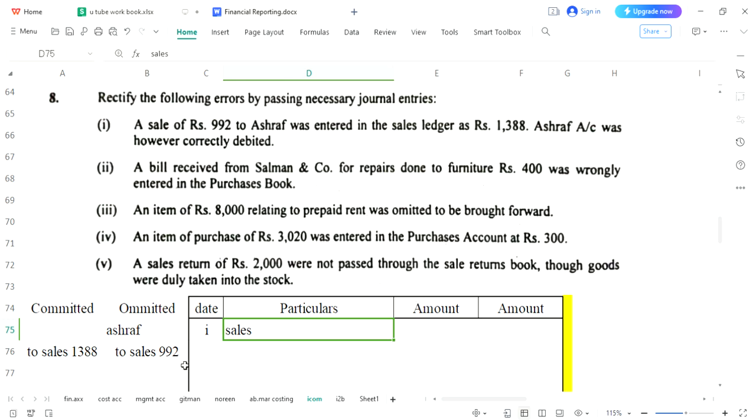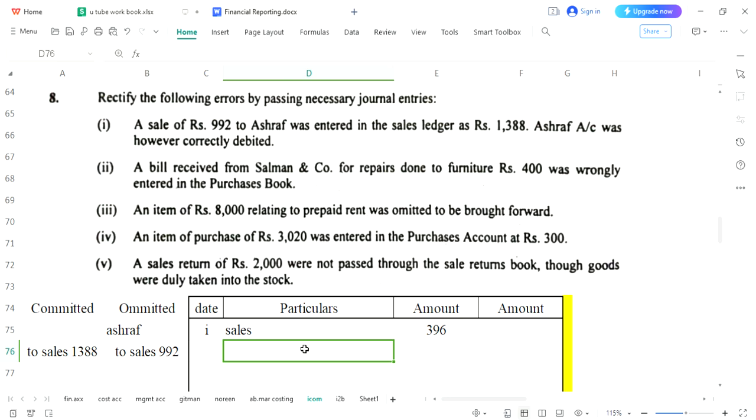Look at this. 992 is already written. Only the excessive amount would be cancelled. So here what you will do, 1388 minus 992, the remaining amount to be written over here is 396. Please keep it in your mind that in undercast or overcast, we will always calculate the difference, and the difference would be written in the amount column. Okay, sale has been corrected. There is no mistake in Ashraf, that would be ignored. So nothing is left to be written over here.